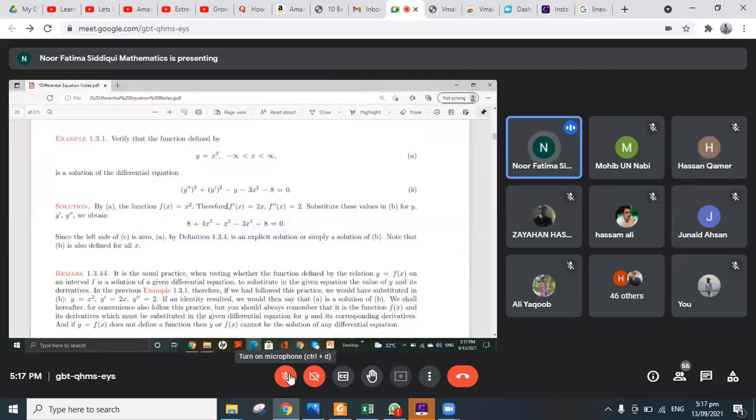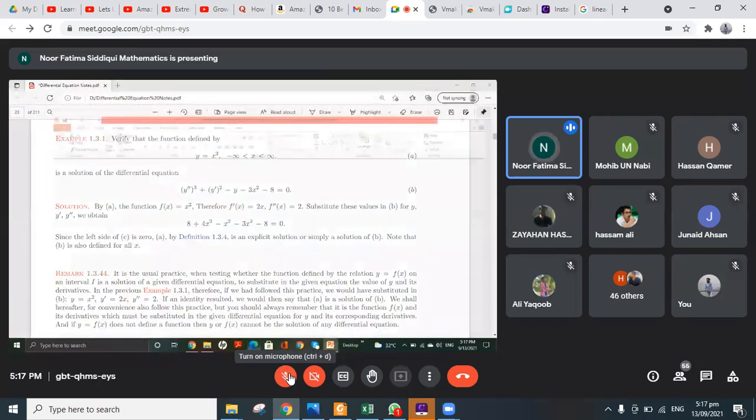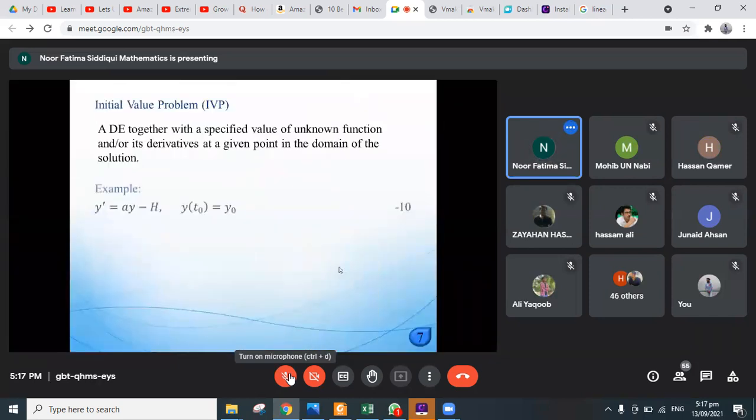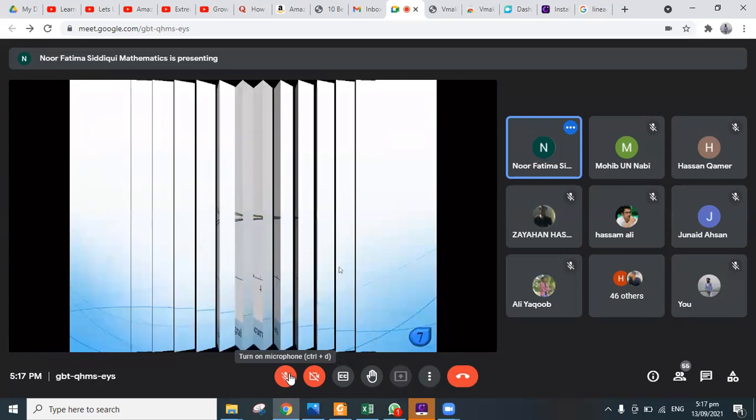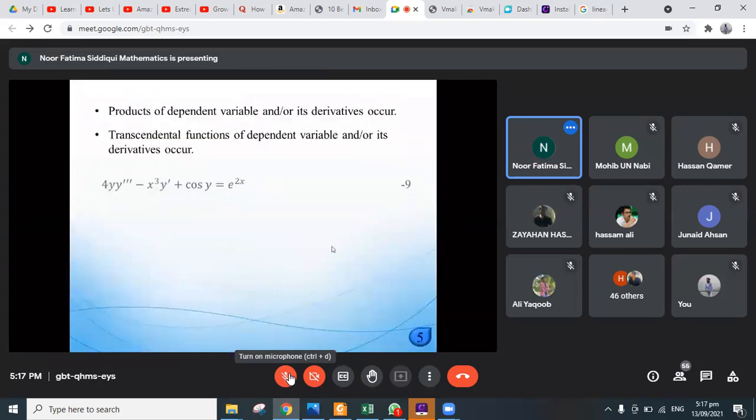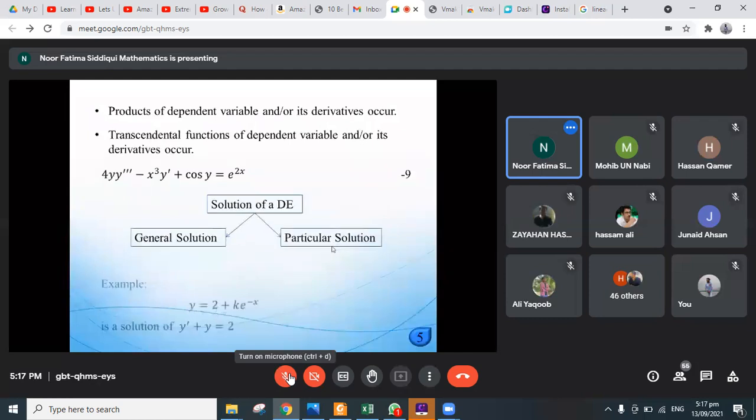This is also an example of a particular solution. Why a particular solution? Because here y is equal to x square is given, and there is no arbitrary constant. Let me show you an example of an arbitrary constant. What is an arbitrary constant? If you observe this, we have already seen that y is equal to 2 plus k e power minus x is the solution of this equation.